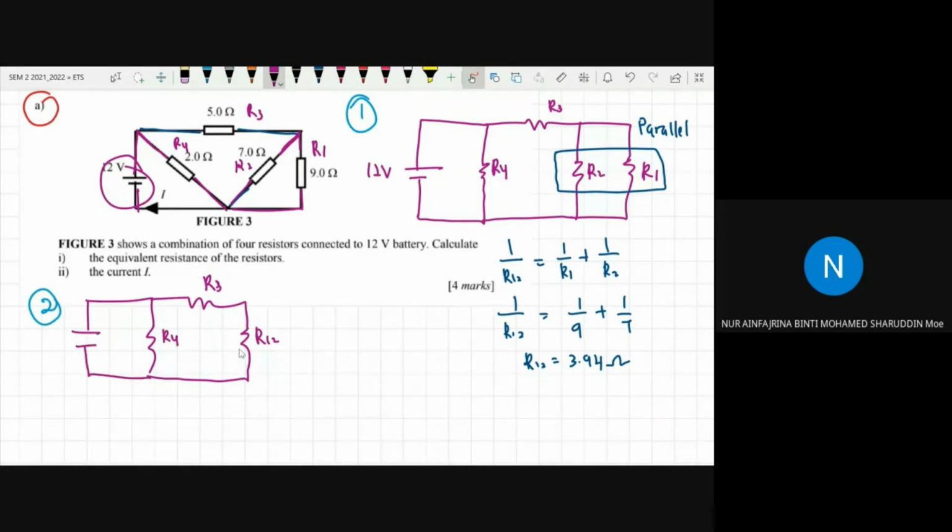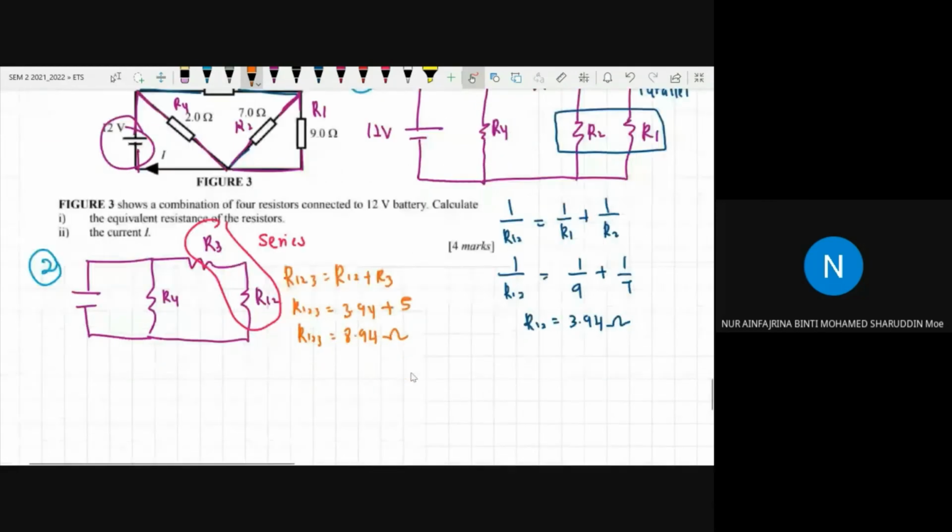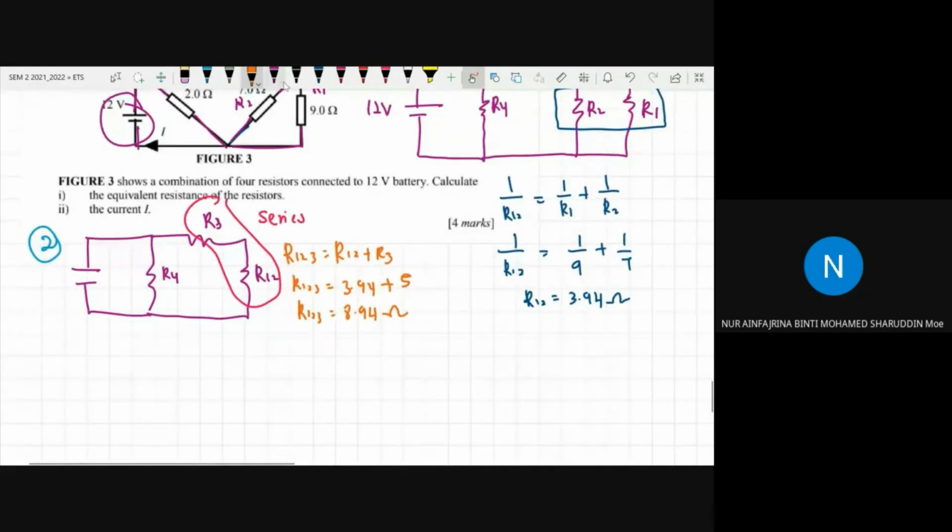Okay. So now, Miss nak tanya, R12 dengan R3 series or parallel? Series. Very good. So kita tahu kalau series kita hanya tambah dia sahaja. So R12 tambah dengan R3. So R12 kita adalah 3.94 dan R3 kita adalah 5. So you akan dapat 8.94 ohm. Okay, done.